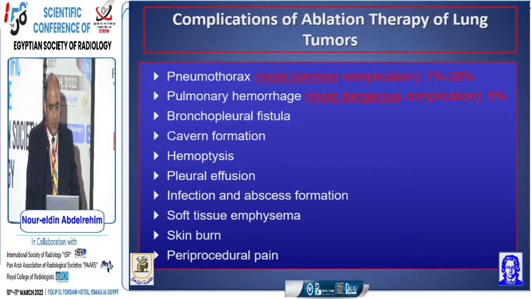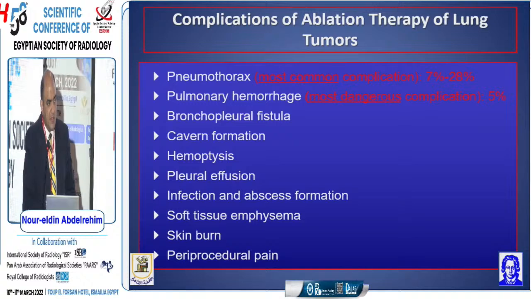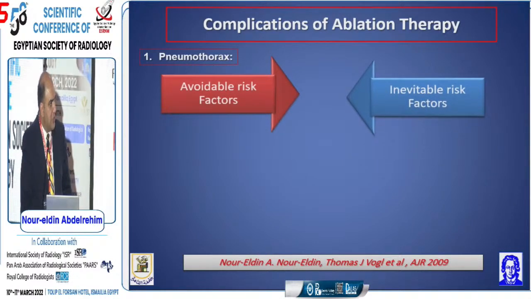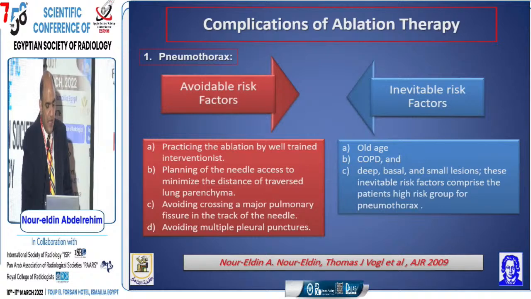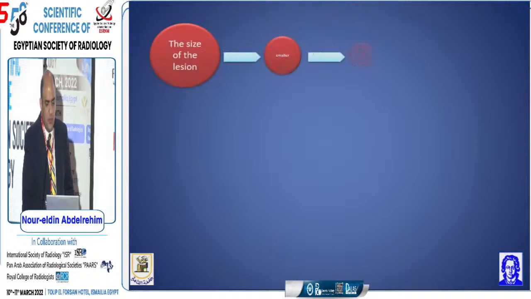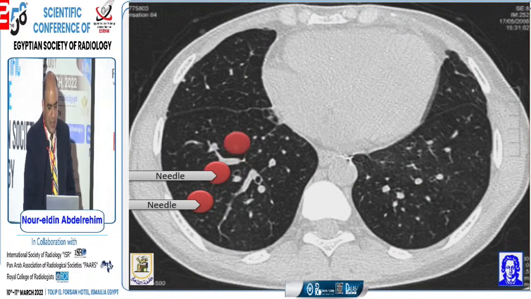The complications that we may experience in ablation technique are pneumothorax, the most common complication with incidence up to 28%, and pulmonary hemorrhage, which is the most dangerous complication but happens in 5%. We published the analysis of the risk factors. For pneumothorax, one of the most important factors is COPD and the size of the lesion. Smaller sizes are more liable for complication due to the manipulation that we need during the application, as well as the depth of the lesion.